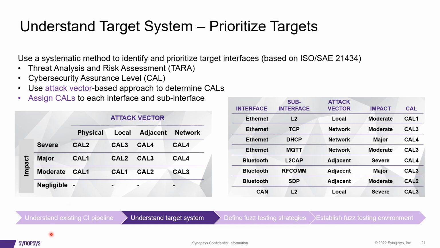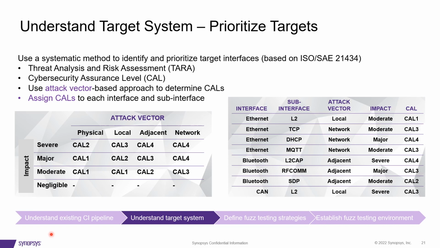Once we understand the target system, our next step is to prioritize the test targets. One way to do that is to use a systematic method to identify and prioritize these test targets using ISO/SAE 21434. In the standard, there is a threat analysis and risk assessment method, TARA, described that can be followed. Also in Annex E, there are the cybersecurity assurance levels, CALs, described. CALs can be used to determine the depth and the scope of testing.